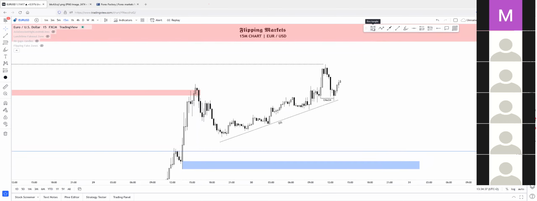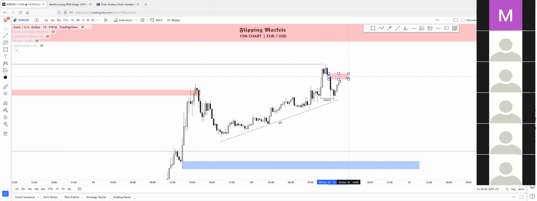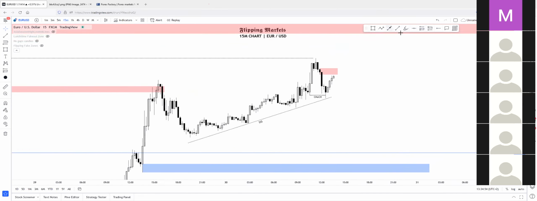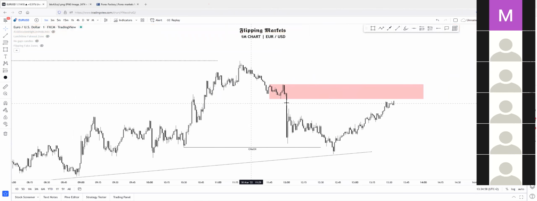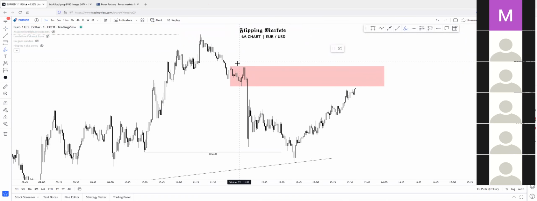What can we do in this scenario? We can simply mark out this supply zone that has caused the change of character right here. And we can simply wait for a reaction on this change of character zone / liquidity sweeping zone on the 1 minute chart, right? Because the 15-minute chart can be confirmed by the 1 minute chart. Okay, so if price steps into this zone, let me switch back to the 1 minute chart and see if this was a lunchtime zone. No, this isn't a lunchtime zone, so this is a pretty valid zone.